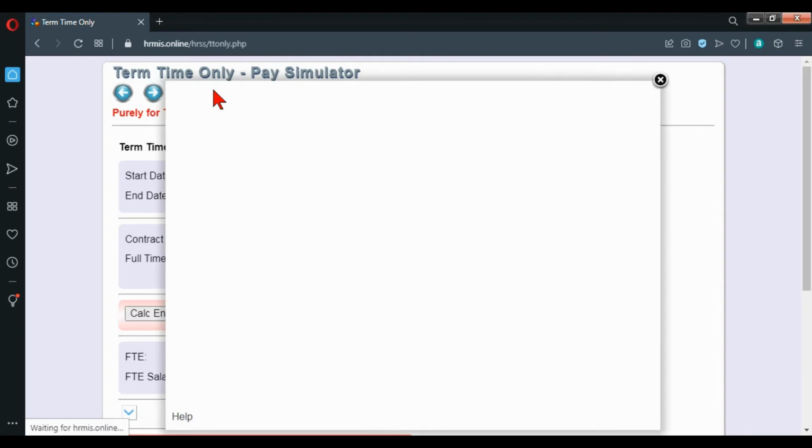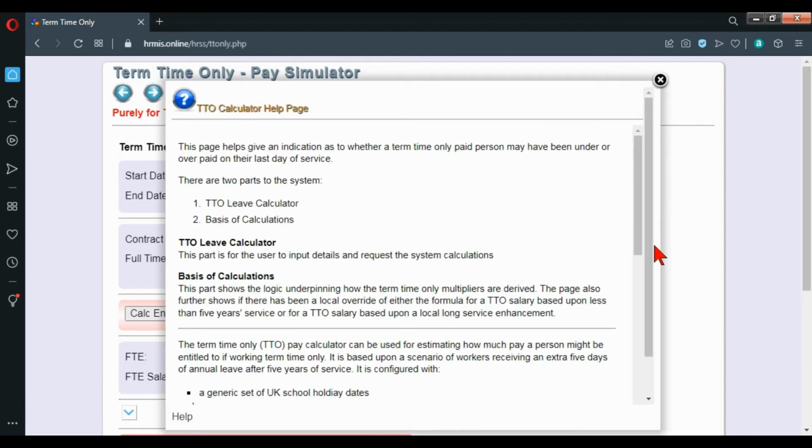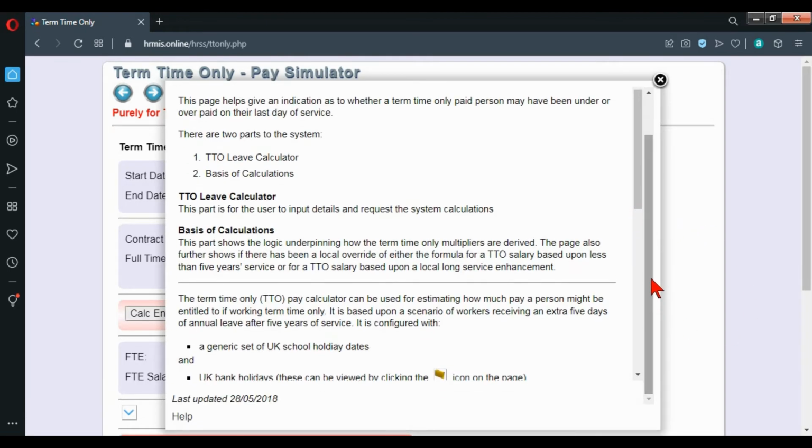There's also the normal built-in help file to take the user through how to populate the system.